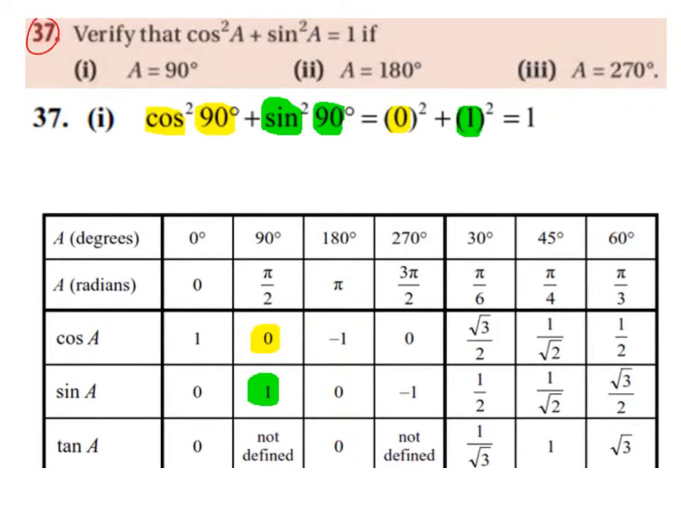Cos of 90 degrees, so if we go to cos of a, we go across, and we go to 90 degrees and we go down, we get to 0. So cos of 90 degrees is 0. So we're going to have 0 squared, because remember it's cos squared 90 degrees.